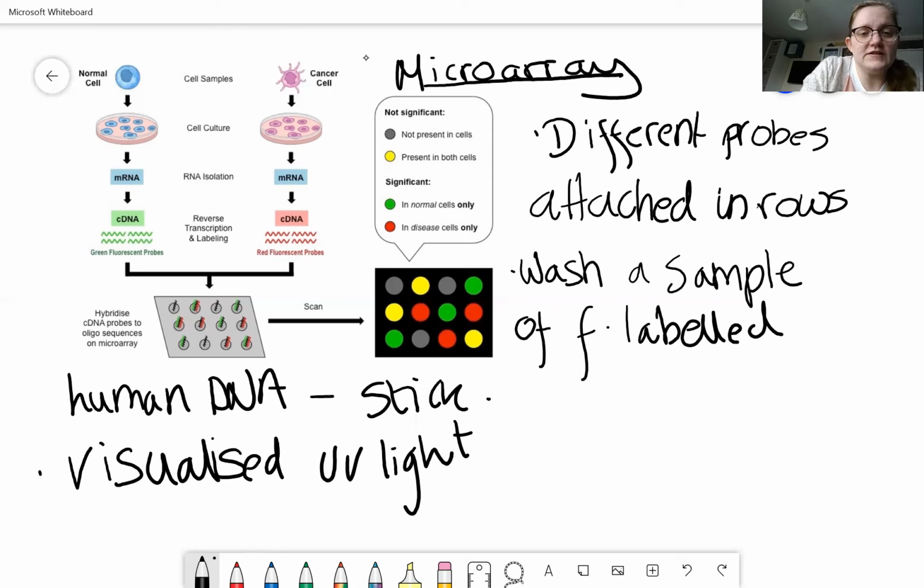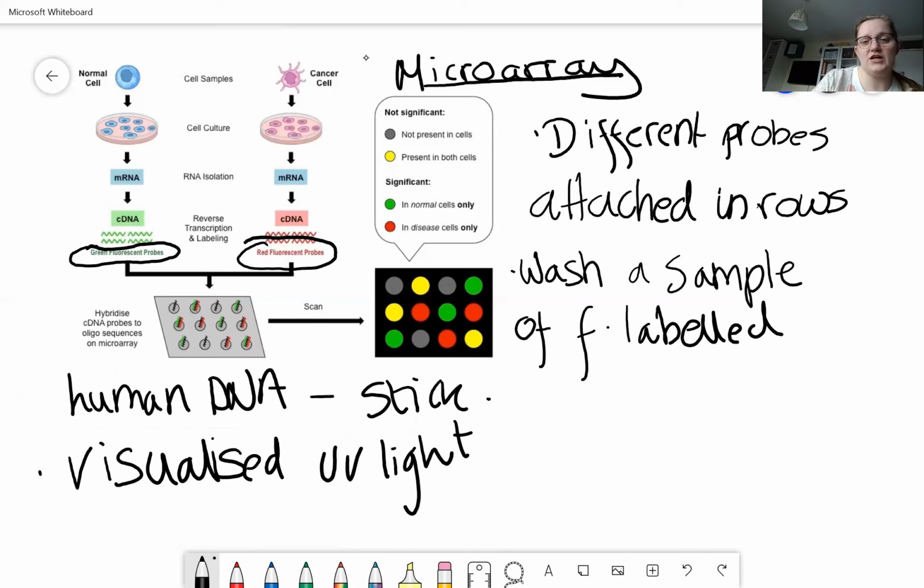So in this one, as you can tell, they were looking at a few different things here. They were looking at normal cells, which they tagged with green fluorescent probes, and cancer cells, which they tagged with red fluorescent probes. Red fluorescent probes were looking for cancer cells, green fluorescent probes were looking for normal cells. Mix them all into the microarray, and then this is what you got.